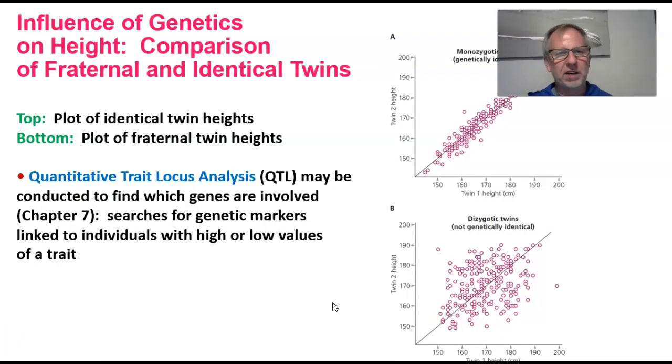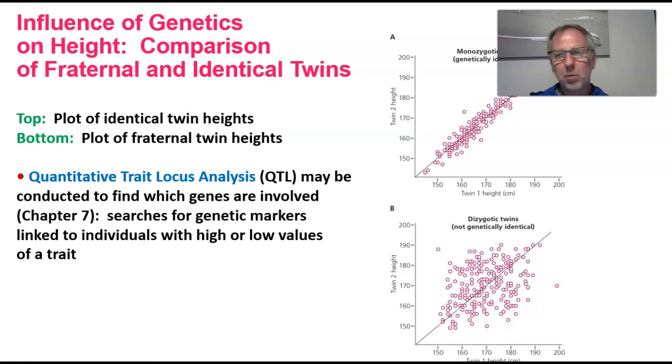Here's a good way to look at the influence of genetics on human height: compare fraternal and identical twins. Identical twins come from the same zygote, so they have exactly the same genome. Fraternal twins come from two zygotes, two separate sperm cells and two separate egg cells, and are essentially the same as siblings that are born at different times.